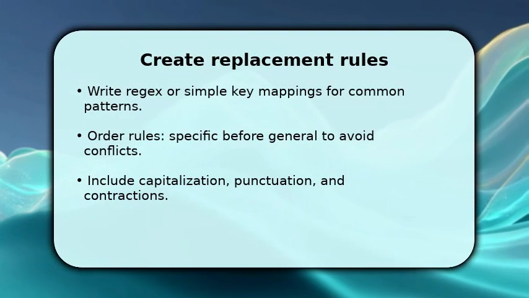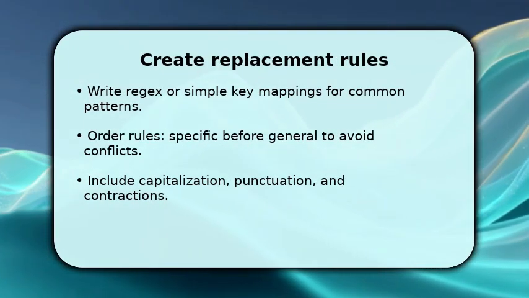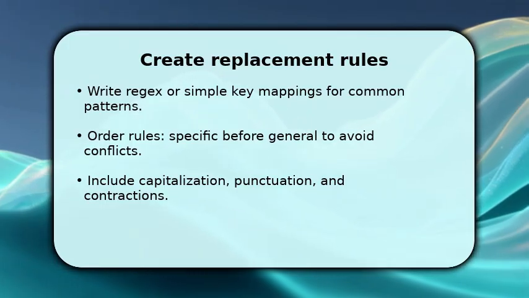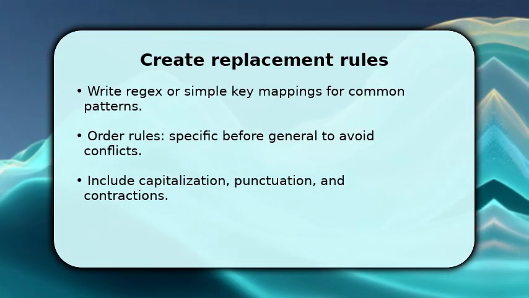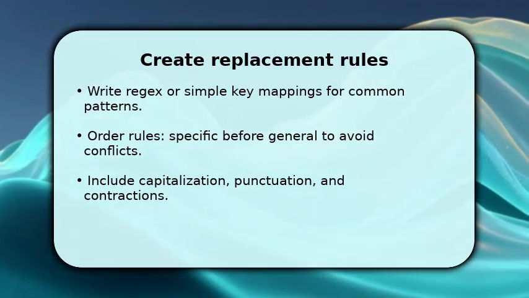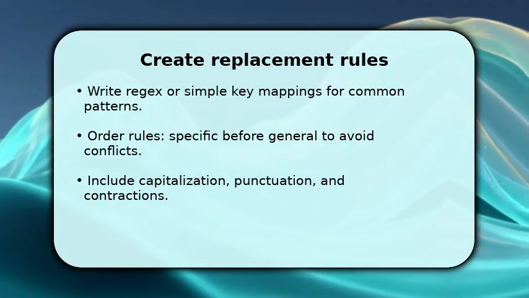Once your tool is ready, you build the rule set. You write explicit mappings or regexes, e.g., replace "eth" endings, convert "u" to "ye", and swap "s" patterns where needed. Make sure specific patterns come before broad ones so rules don't override each other.